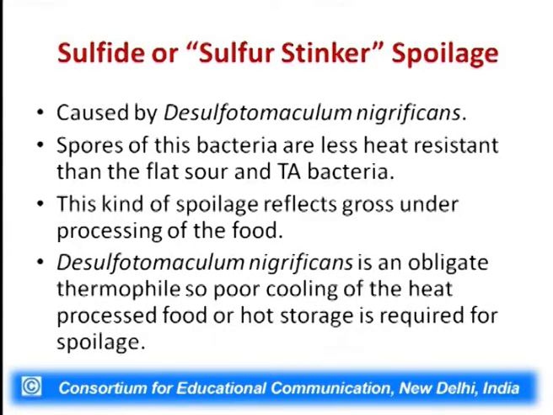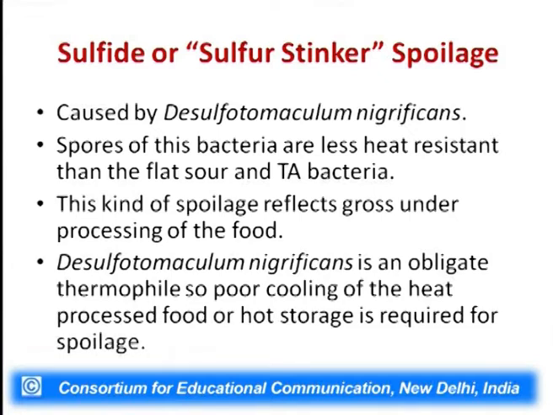Next spoilage which we will be discussing is sulfide or sulfur stinker spoilage. This spoilage is caused by Desulfotomaculum nigrificans. Spores of this bacteria are less heat resistant than the flat sour and TA bacteria. This kind of spoilage reflects gross underprocessing of the food, that is, it suggests that the appropriate temperatures or heat treatments might not have been achieved for the treatment of canned food.